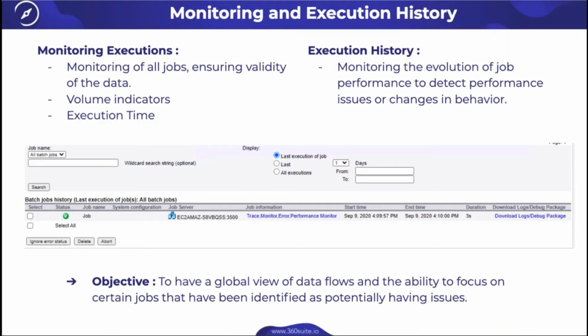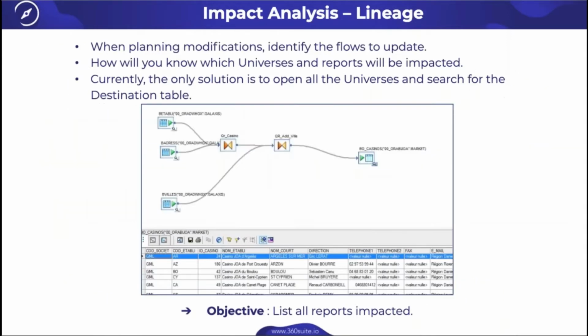That was one of the big challenges that customers of SAP Data Services had, and the second was impact analysis and data lineage. If you're planning a modification to your ETL process, maybe to a certain table that's being updated, do you know where the flows are, where that table is being called within your processes? And do you know what universes and reports are going to be impacted by those changes, so that you can alert either the developers or the end users that these will need to be tested, or this is going to be affected by these changes?